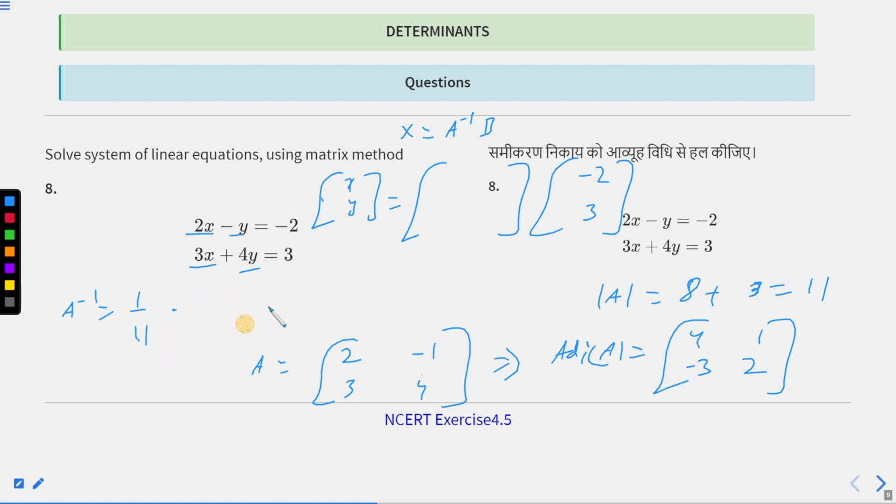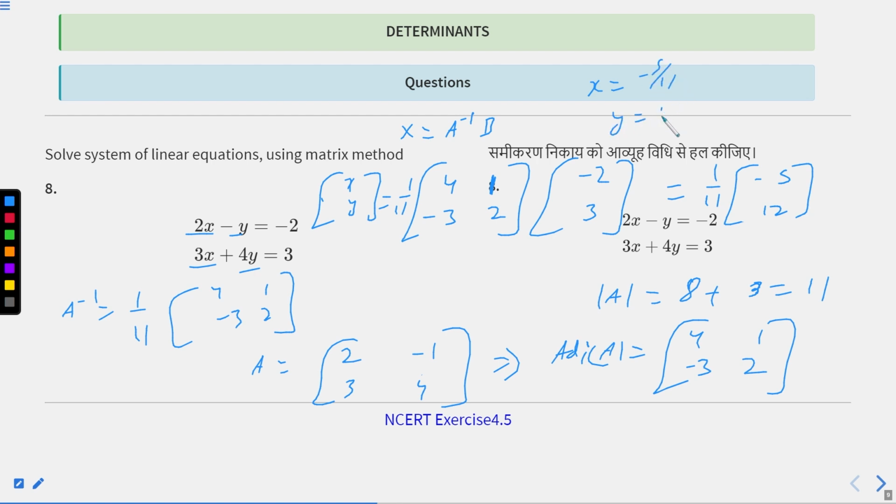Now adjoint, we already know the adjoint, so this will be [4, 1; -3, 2]. So this will be the same as this, and now I'll be evaluating this part only. 4 1 minus 3 2. After evaluation, it will be minus 8 plus 3, this will be minus 5. Okay, now 6 plus 6 means 12, so it will be 12. So your answer will be x is minus 5 by 11 and y is 12 by 11.